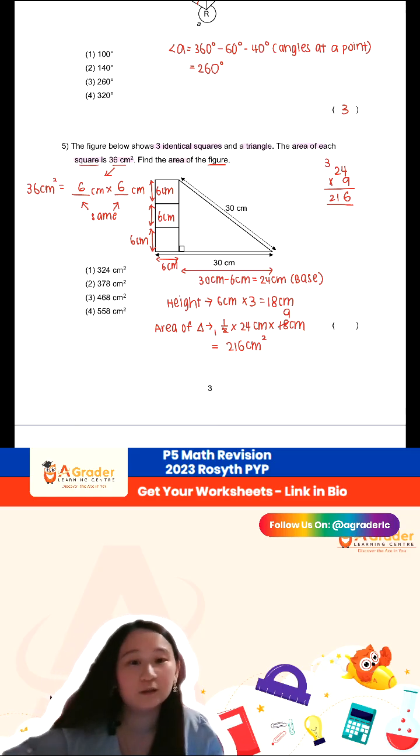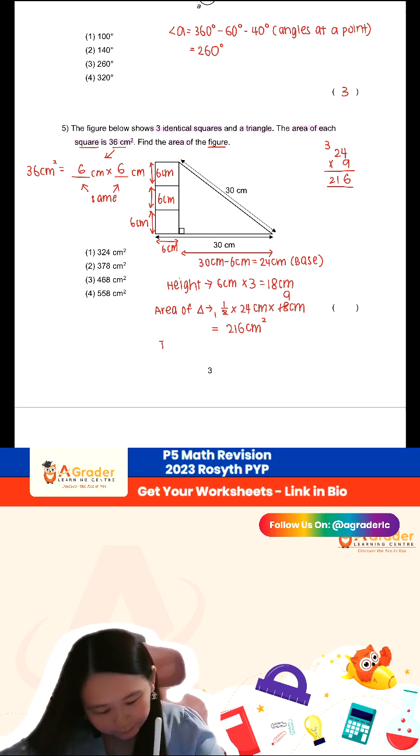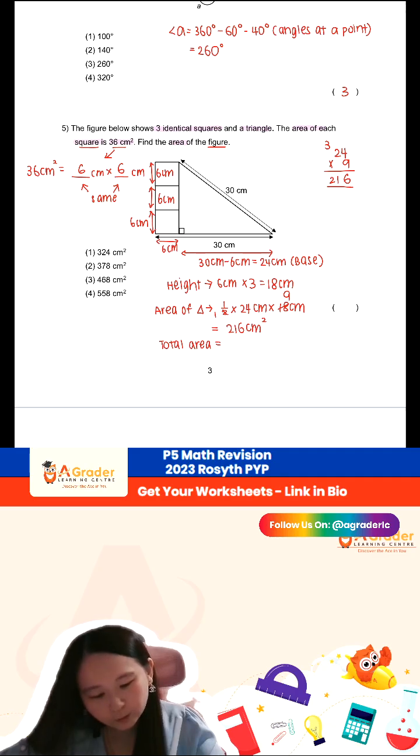We have the area of the triangle. We also have the area of each of the 3 squares. So we can find the total area. We just need to add everything up.